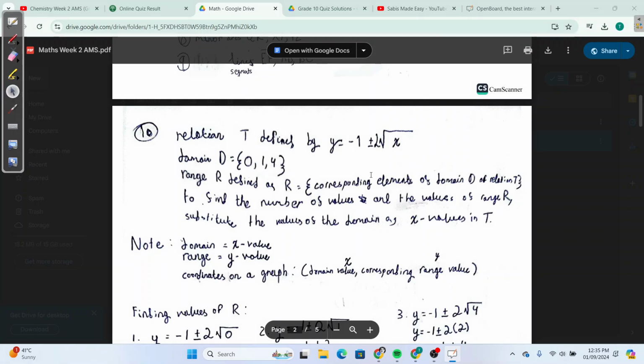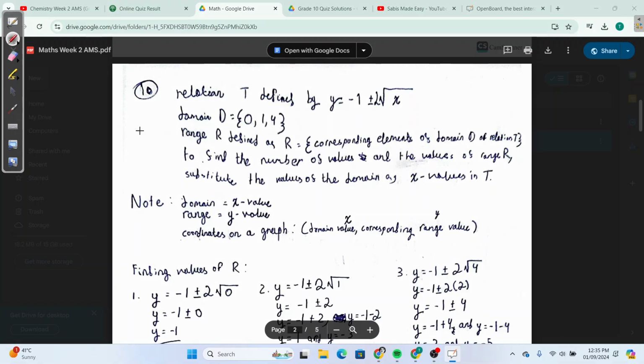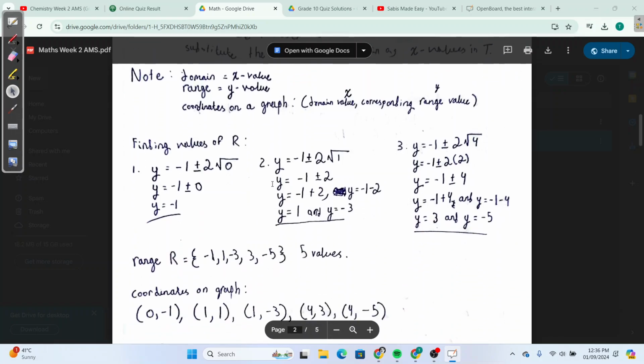So we start with 0, obviously. Now I did note this because this note is important. You will need it for later questions and for this question itself. The domain is the x value and the range is the y value. On a graph, the domain value would be the x and the corresponding range value would be the y. If it's a bit confusing, you'll understand when I actually solve the question. So you find the values of the range R. Now you try 0 first, because that's the first value in our domain. y equals negative 1 plus or minus 2 root 0.